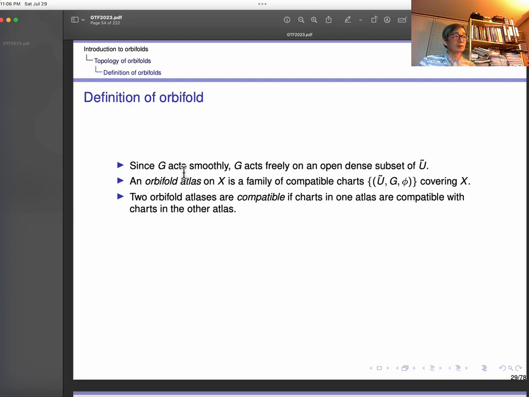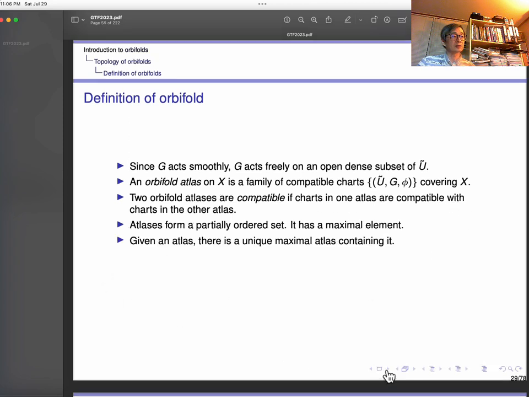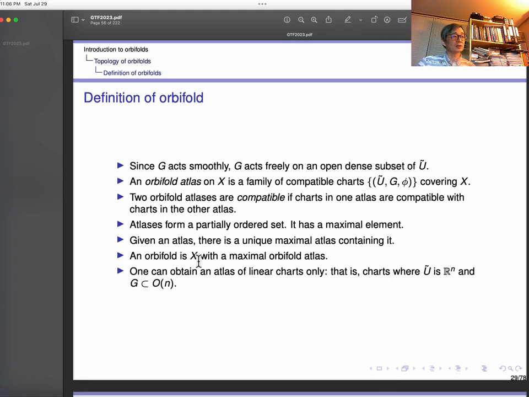So what is the definition of an orbifold? Since G acts freely on an open dense subset of U tilde, an orbifold atlas of X is a family of charts U tilde, G, phi covering X. Here X means the orbifold, I think I switched notation, but it still means the same. Two orbifold atlases are compatible if the charts in one atlas are compatible with the charts in the other. Atlases form a partially ordered set, which has a maximal element. So given an atlas, there is a unique maximal atlas containing it. An orbifold is a space X with a maximal orbifold atlas.